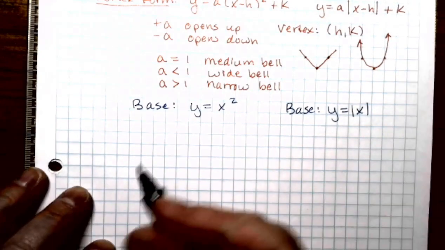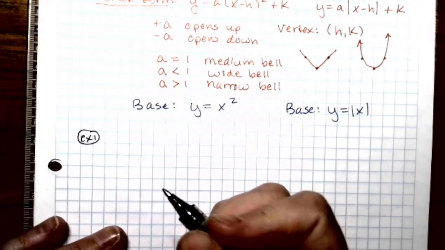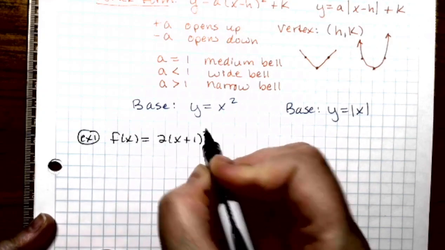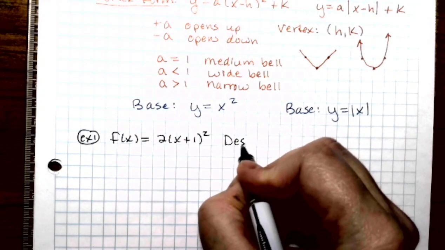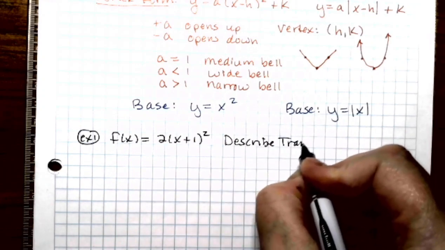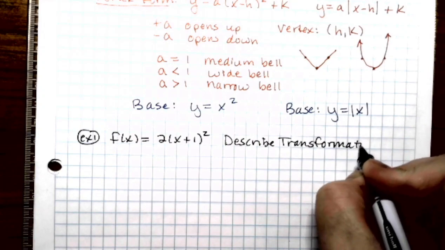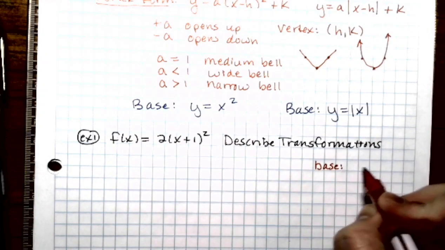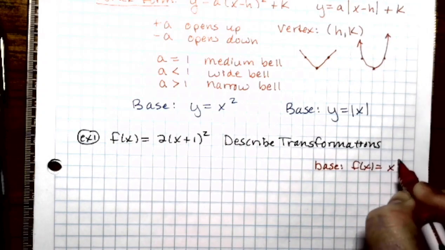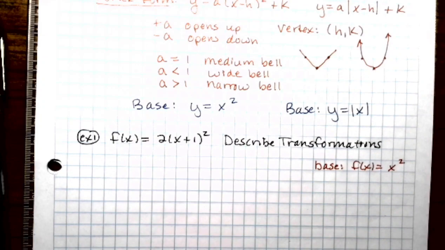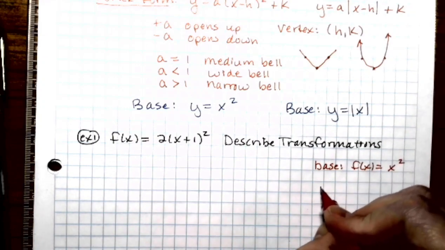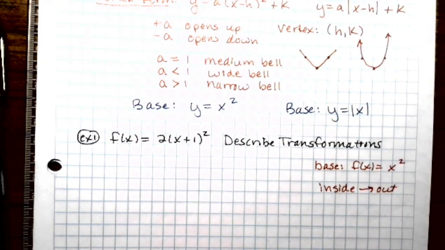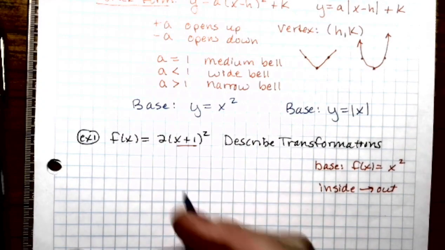Okay, here's our first example. Let's say you've got f of x equals 2 times (x plus 1) squared, and you're being asked to describe the transformations. And so remember that your base graph, the one that you start with, is f of x equals x squared. Everything else that's being done to it is a transformation. And as you describe, you always want to go inside to out. Okay, so looking inside, we have an x plus 1.